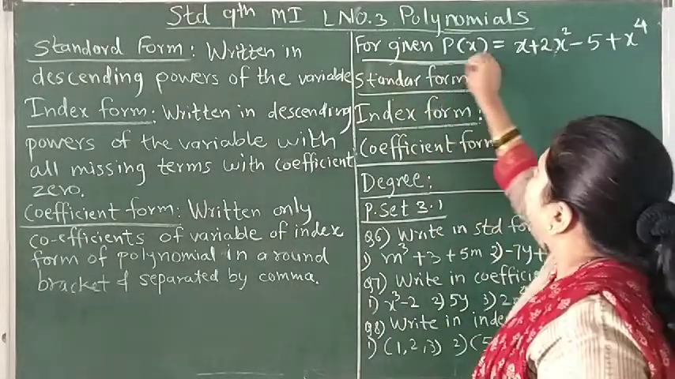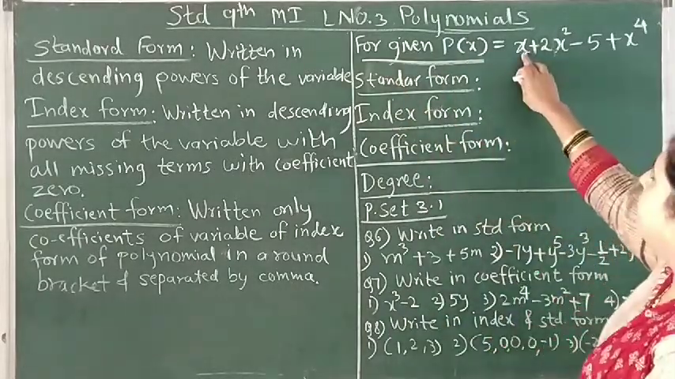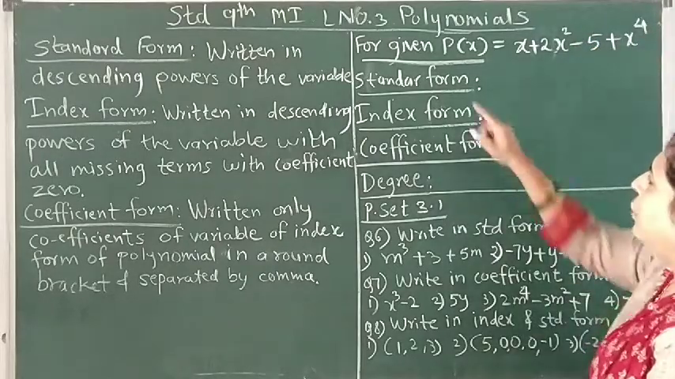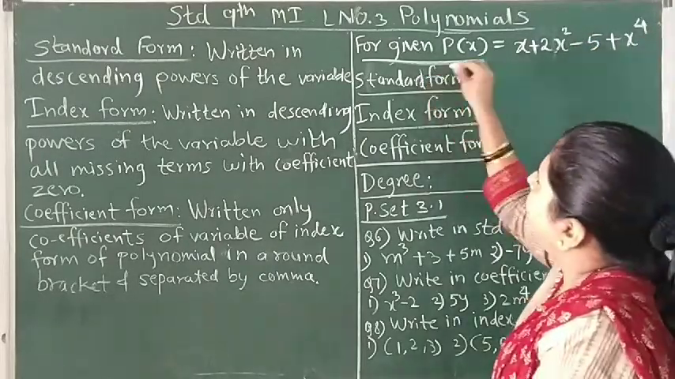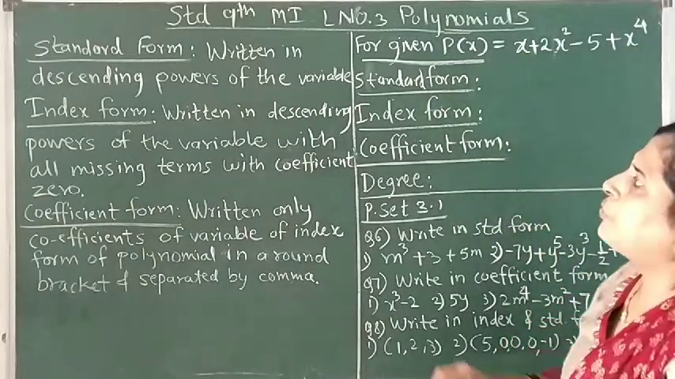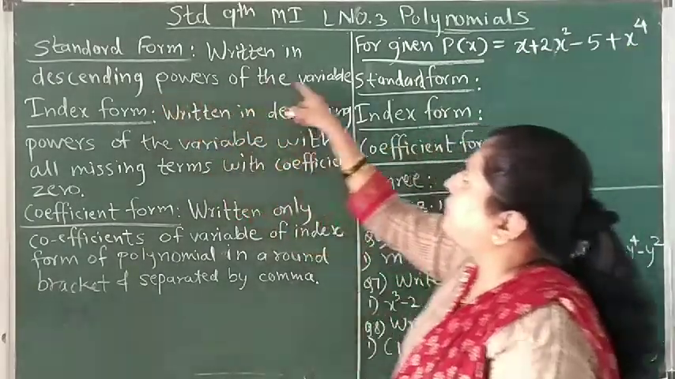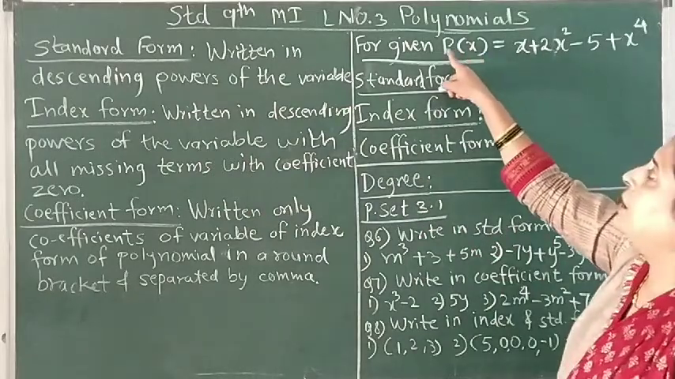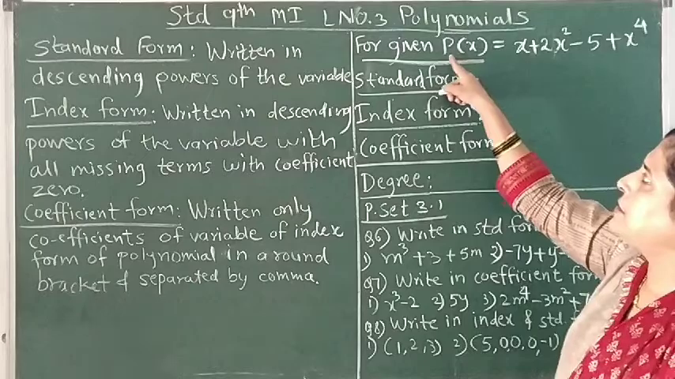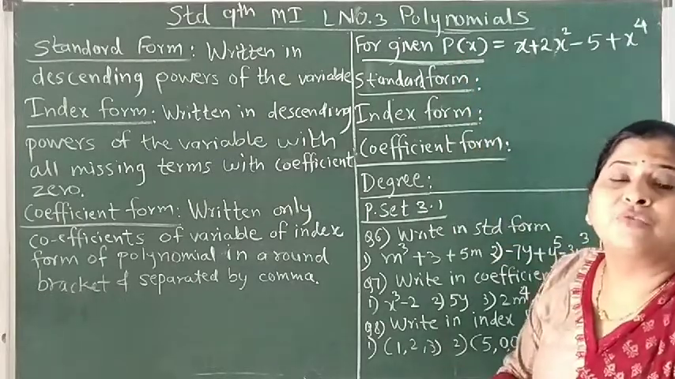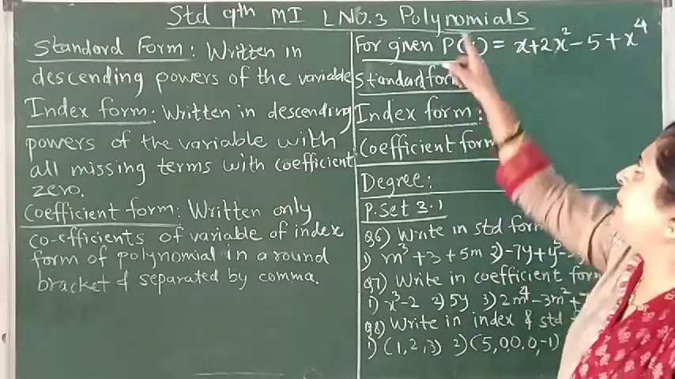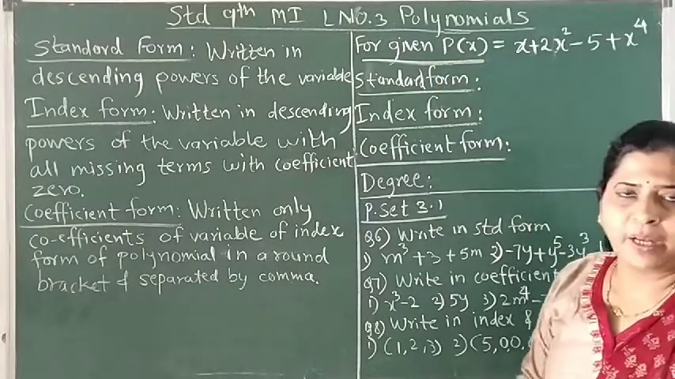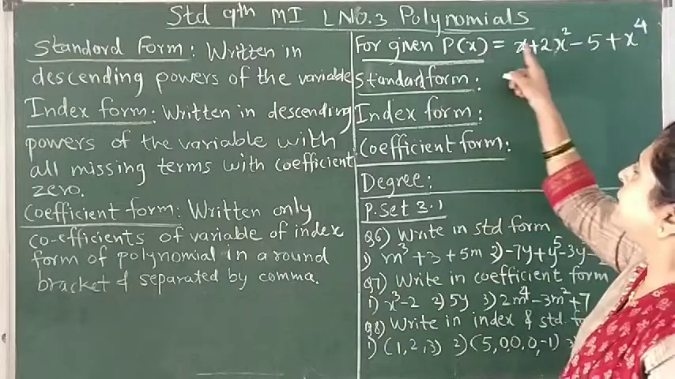Suppose this is the given polynomial p(x) = x + 2x² − 5 + x⁴. Now when we want to write the standard form of this polynomial, we have to write it in the descending powers of the variable. Now what is the variable used? The variable used is x. So p(x) is written in short for the polynomial in x. p stands for polynomial and the variable used is x, which is written in the round bracket. So the given polynomial in x is this.